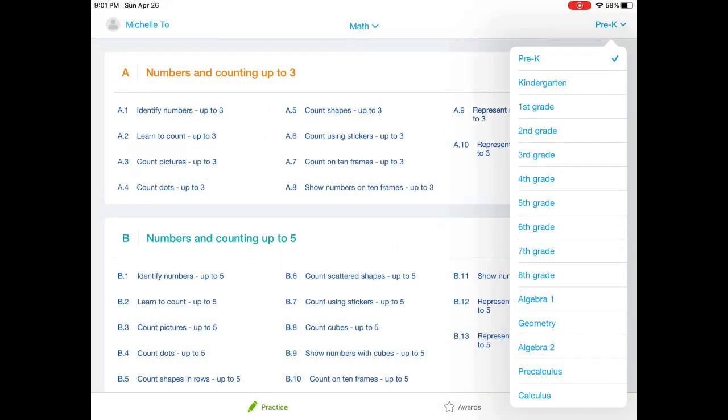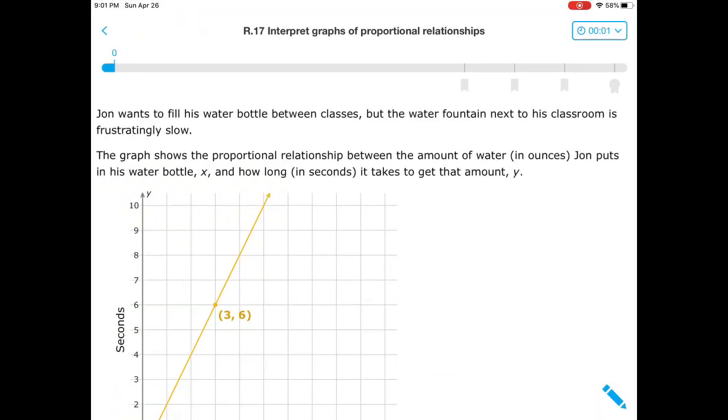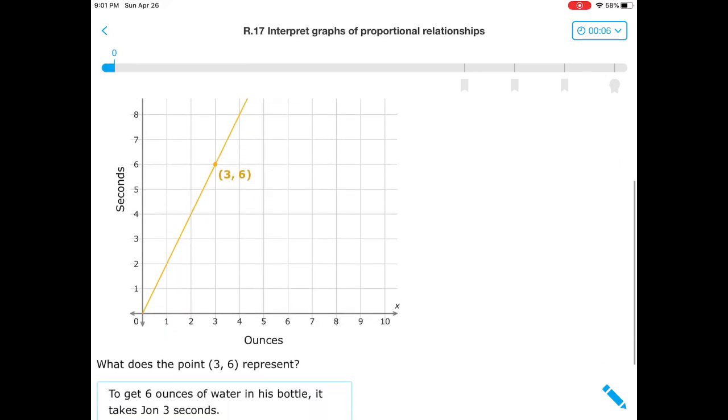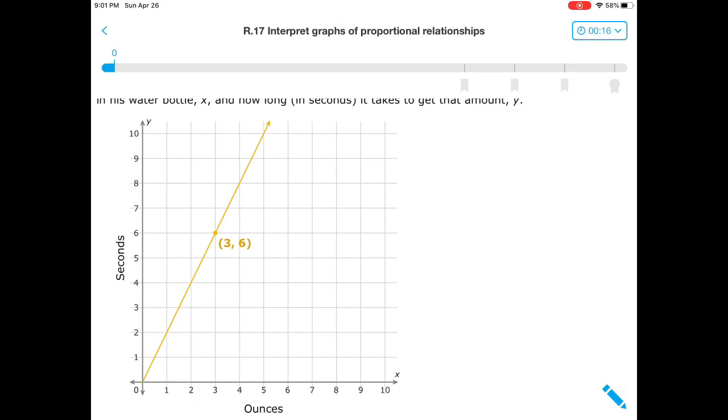All right, let's go ahead and start off by making sure we're in 6th grade, not 1st grade, not kindergarten, not 2nd grade, but 6th grade, please. All right, R17, interpret graphs of proportional relationships. So you want to make sure that you understand how to read a graph. These graphs are considered proportional because the line goes straight up and it goes right through the 0 instead of starting at the middle of the graph. So instead of starting at 2, 3, 5, 6, or even maybe 1. So it's proportional because it goes straight through the 0 and it's a straight line.